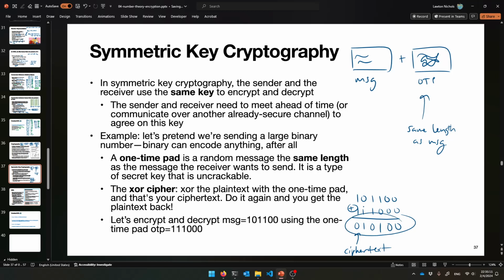So the ciphertext is going to be given to the receiver. They're going to get that, the 010100, the uncrackable thing, unless you have the one-time pad. On the other end, they also have the same one-time pad. They have the same key. They're going to do exclusive OR with that one more time, 111 0 0 0, and that will give them back the plain text. Because exclusive OR with the same thing twice just cancels itself out.